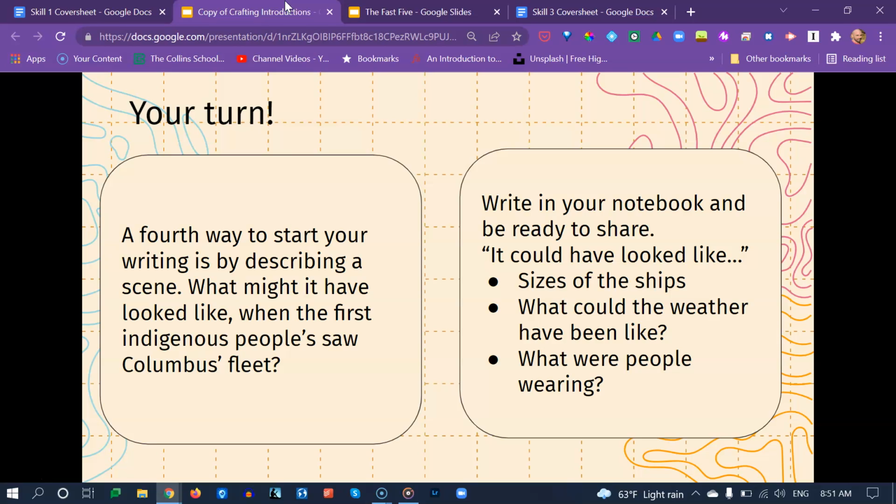Another 30 seconds or so. What did things look like? What was the weather like?